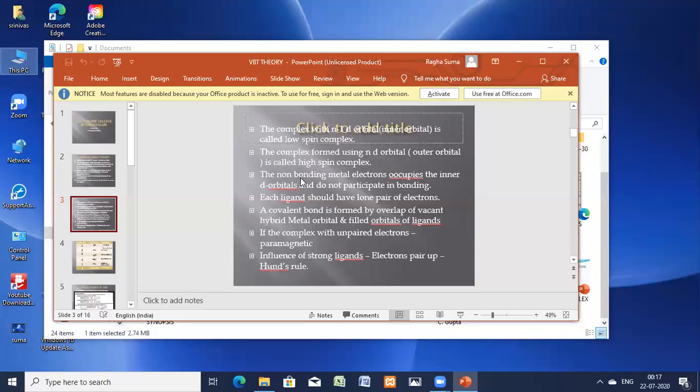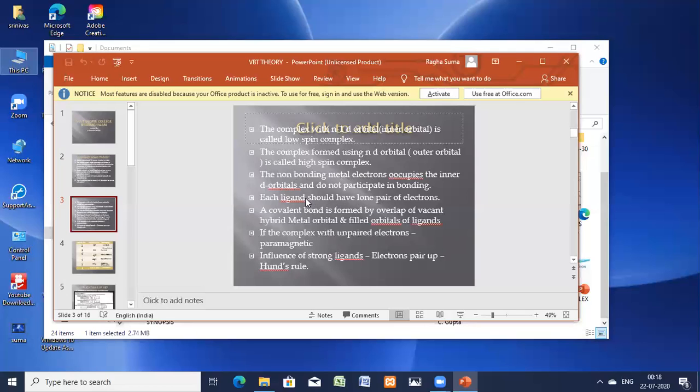Even the non-bonding metal electrons occupy the inner d orbitals. Some of the innermost electrons will not participate in the bonding. These you call non-bonding metal electrons. In the innermost shells, most of the electrons will not undergo hybridization and they don't participate in the bonding. Such electrons are nothing but non-bonding metal electrons. These non-bonding metal electrons do not participate in the bonding.